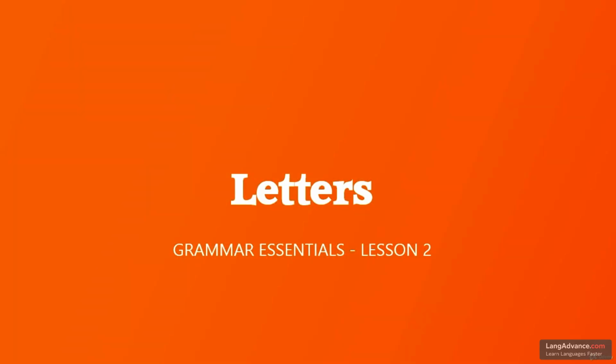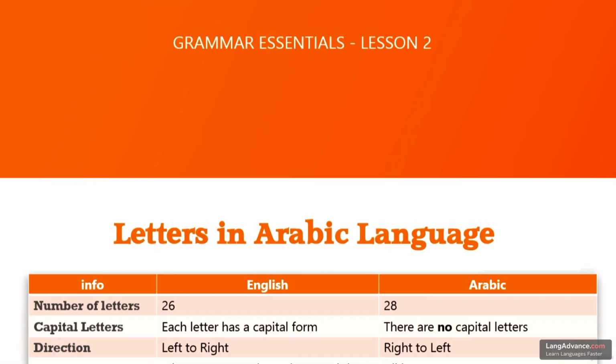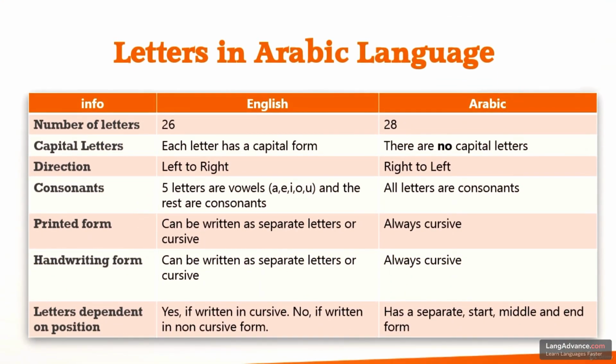Letters. Lesson 2. This table shows a comparison between the English language and the Arabic language. So we look at each of these rows and compare the English and the Arabic. So first, number of letters. In English we have 26. In Arabic we have 28.